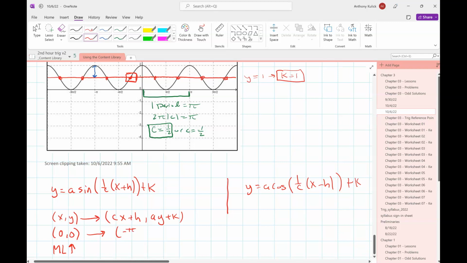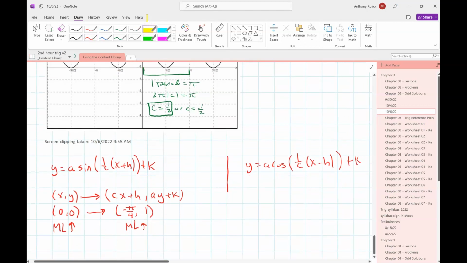So that one is negative pi over 4, comma 1. And that's a midline point that's followed by, what comes after that? A maximum. So what can I say about the value for A? It's got to be positive. So that tells me just positive 1.